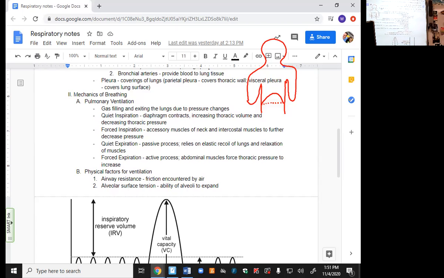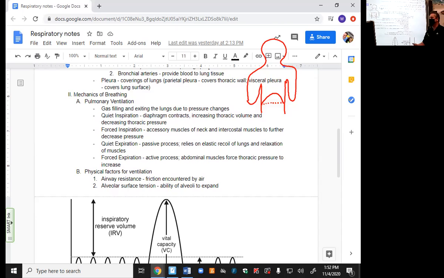We're rolling on. Let's get to the notes. So all about pressure changes. You have 4 real main ways that we're going to be breathing. Starting off with quiet inspiration. Quiet inspiration is your normal breath in. The diaphragm contracts, your thorax gets bigger, lower pressure, air comes in, there you go, and you're done.